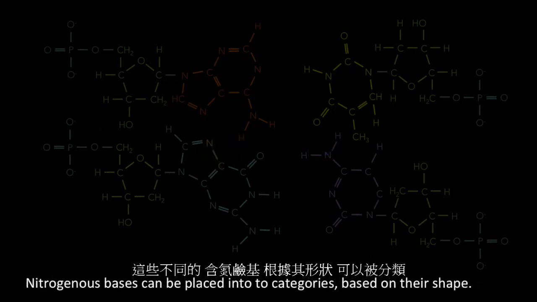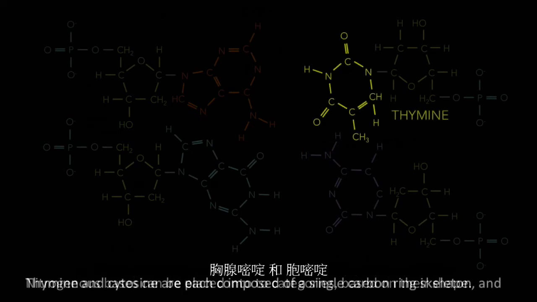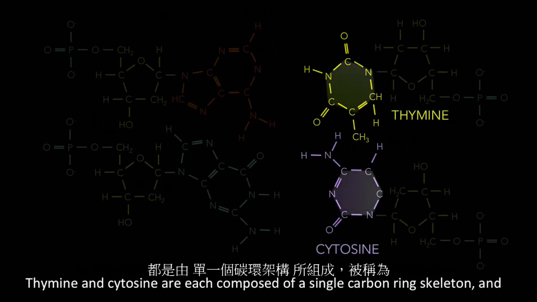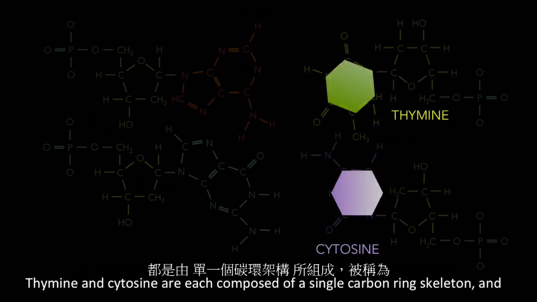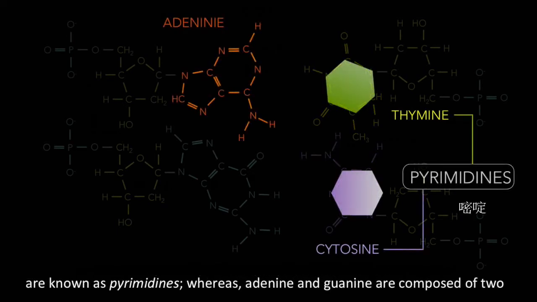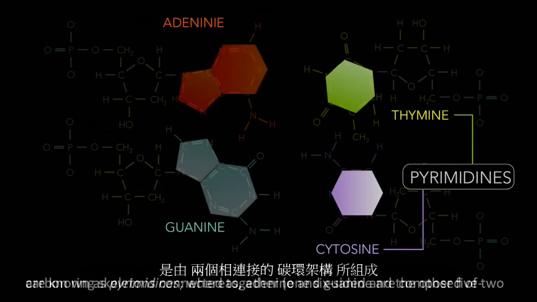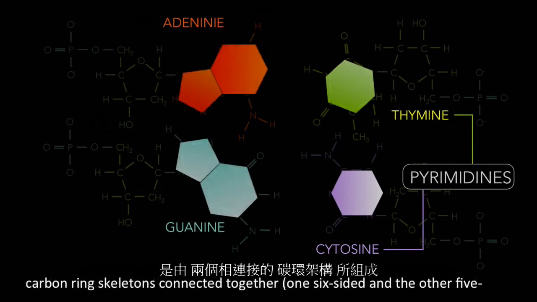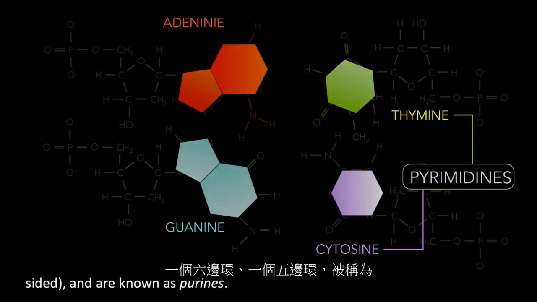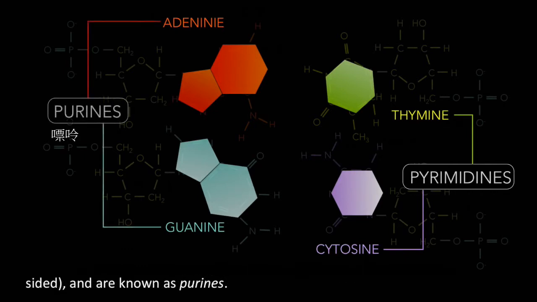These nitrogenous bases can be placed into categories based on their shape. Thymine and cytosine are each composed of a single carbon ring skeleton and are known as pyrimidines, whereas adenine and guanine are composed of two carbon ring skeletons connected together, one six-sided and the other one five-sided, and these are known as purines.